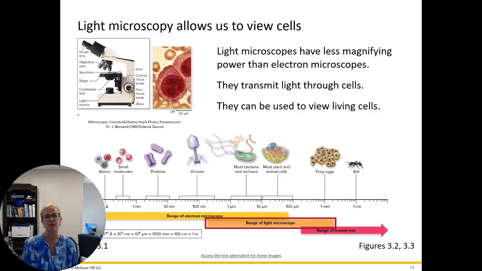Finally, we have light microscopes. We have two types of light microscopes: a compound light microscope and a confocal light microscope. They do not have the magnifying power, as you can see by our scale here. They see down not quite to the level of viruses, but they are useful for looking at bacteria, archaeans, and most plant and animal cells, and even some larger things.